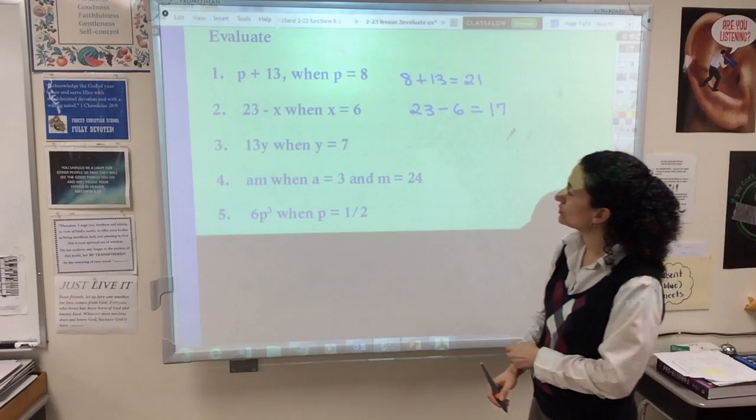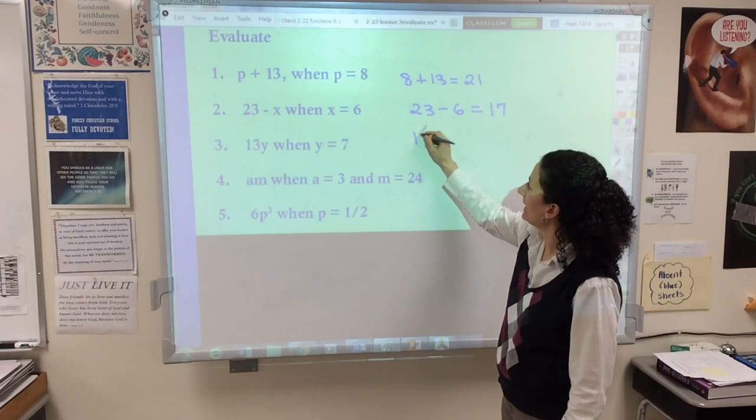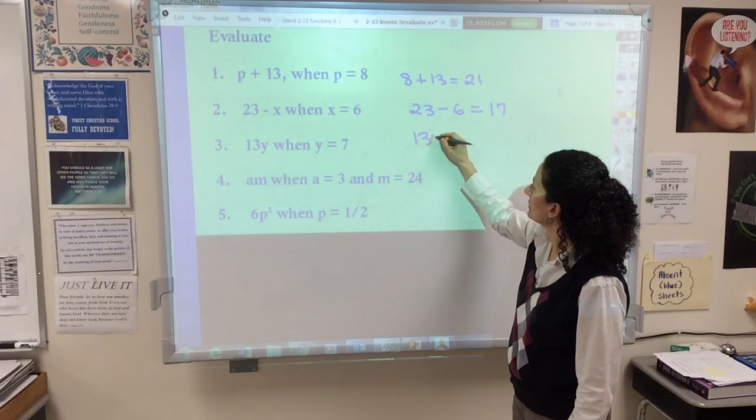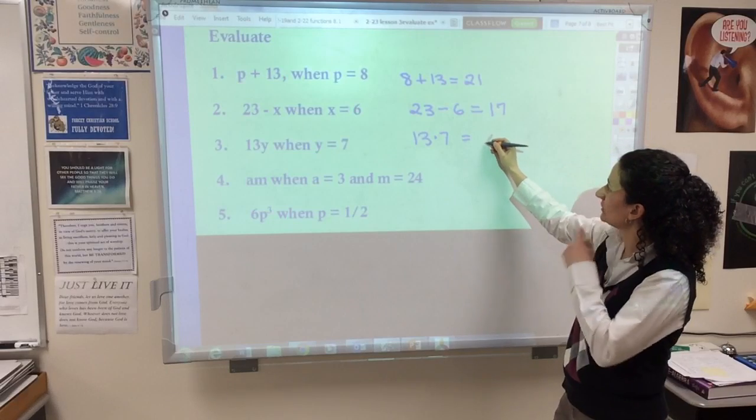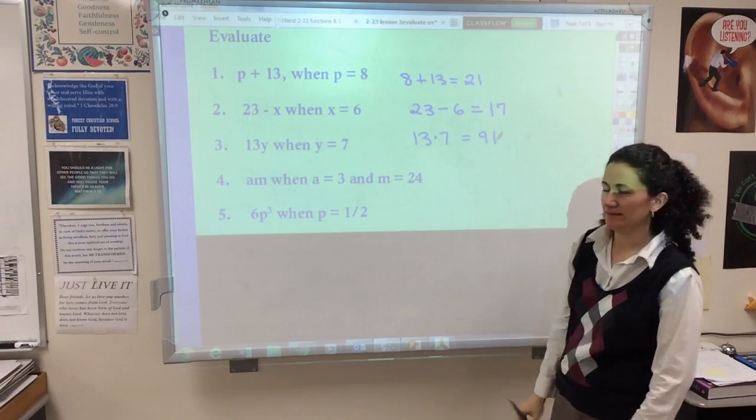Number 3 has some multiplication. 13y when y is 7. So I'm going to use a dot to show the multiplying. And 13 times 7 is 91.